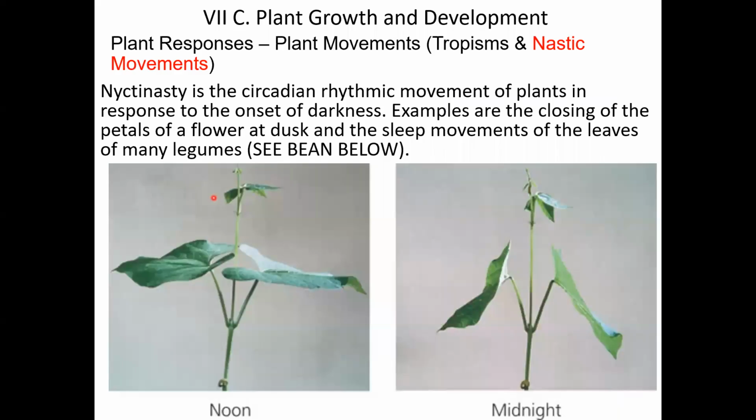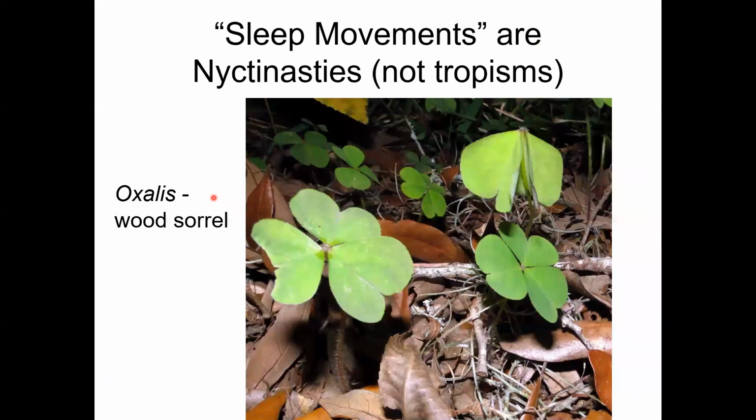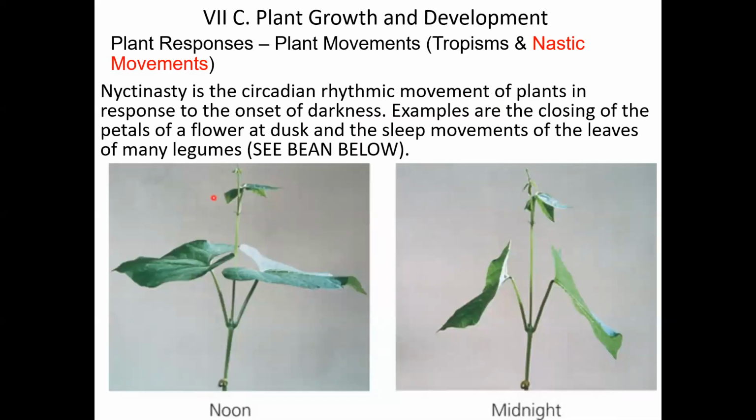Let's see. All right, this is a member of the bean family, actually showing a nyctonasty. I said thigmonasty, I meant nyctonasty, which is a circadian rhythm movement of plants in response to the onset of darkness. And we saw it in the wood sorrel, now we see it going on here. Okay, saw it going into sleep movement. This is a nyctonasty.